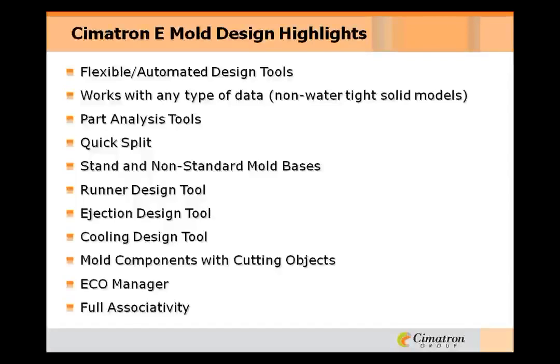Again, here's some of the highlights again. The flexible automated design tools, working with any data. Some of the part analysis tools, as you can see, was set up for mold making, where you get the 2D projected area, the quick split, the standard and non-standard mold bases, runner, ejection, and cooling design, mold components, again, with the cutting objects, the ECO manager, everybody gets engineering changes. Again, Dan talked about full associativity through the whole process.